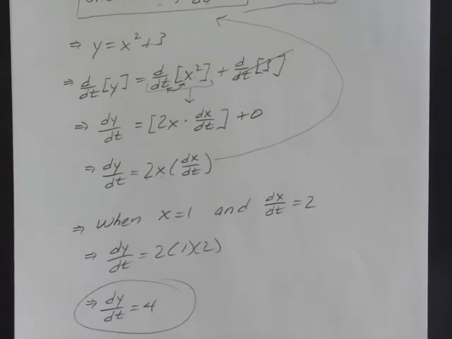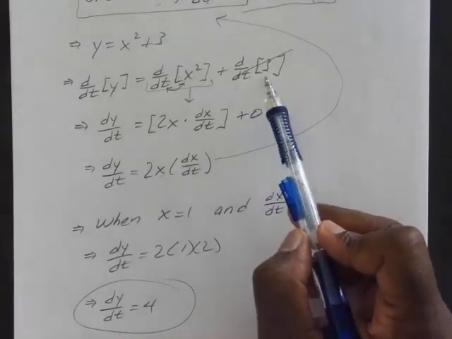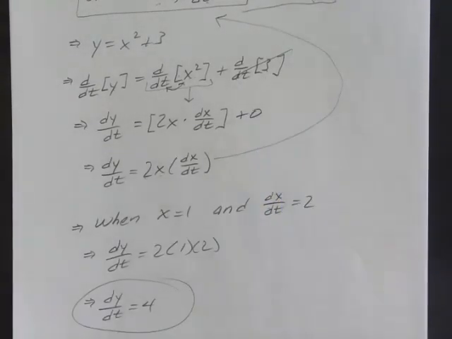All right, so any questions on that one so far? Yes. Did they cancel to 0 because there's no x, right? Yep, exactly. Whenever you have just a constant, the derivative of a constant is always going to be 0.